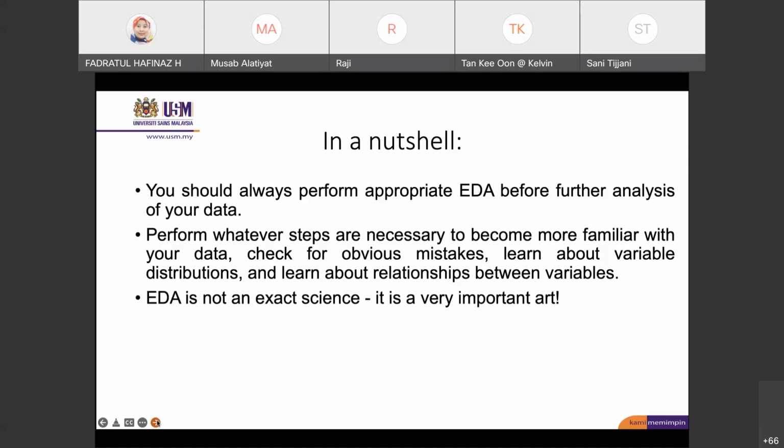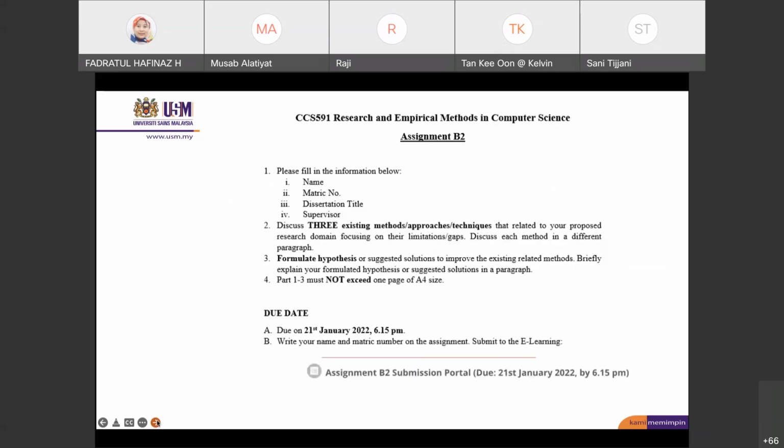Okay, so I think this is the last slide for today's class. For this week I'm also going to release the last assignment, which is the B2 assignment. This is only for the mixed mode students, okay? Same as the B1, right? You need to fill in your name, your matric number, dissertation title, and your supervisor's name. Okay, this is the first section.